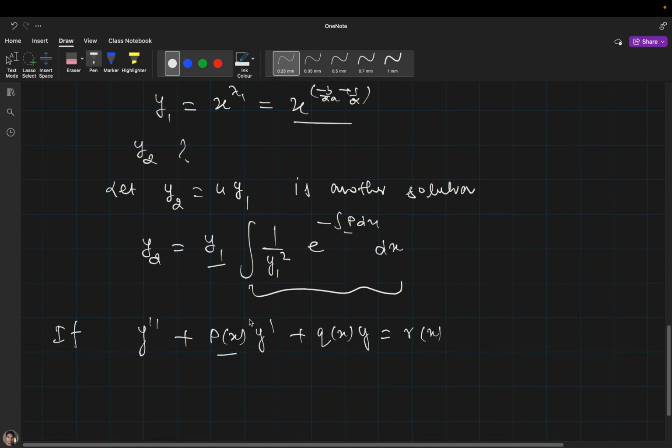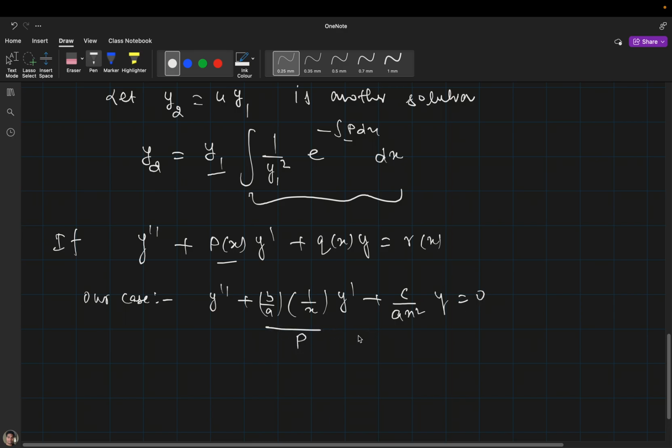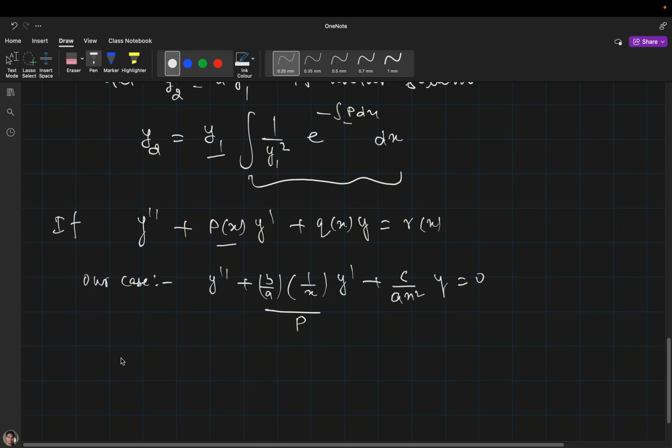So after dividing, what you will get? You will get y double dash plus b by a 1 by x y dash plus c divided by a x square y equal to 0, which means that this is our p. Okay, now you can directly substitute here to get y2.